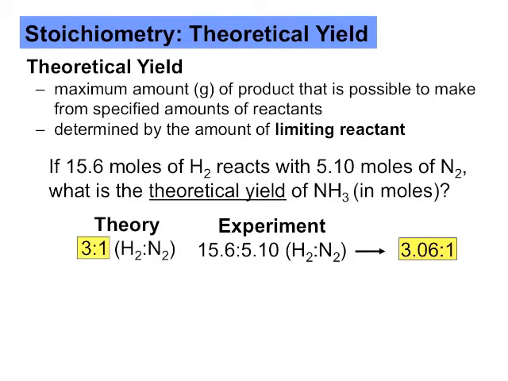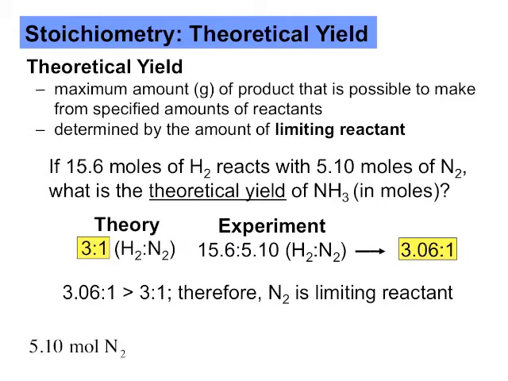If we compare this to 3 to 1, we can see that we have more hydrogen than we need, right? Why? Because we need exactly 3 moles of hydrogen to remove exactly 1 mole of nitrogen. And in this case, in our experiment, we have a little bit more, not much more, but more than 3. It's bigger than 3. It's 3.06. So hydrogen is in excess. Nitrogen is our limiting reactant. Therefore, if you want to know how much product you can make, what limits you is the nitrogen.